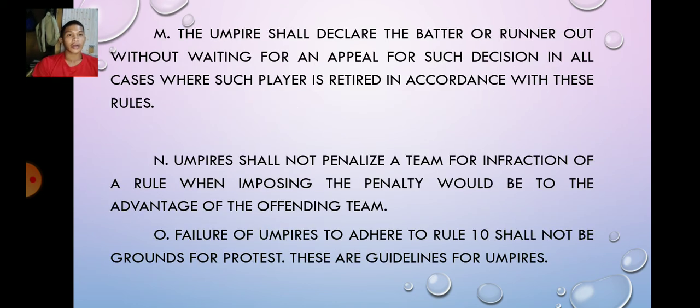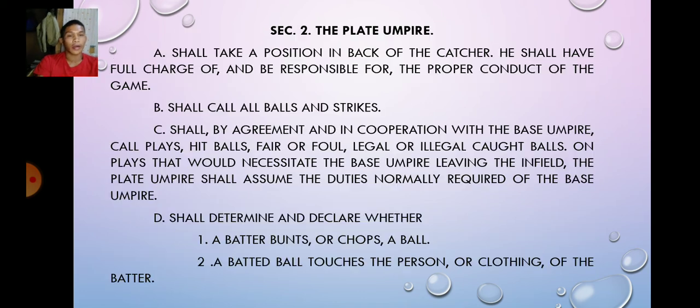The umpire shall declare the batter or runner out without waiting for an appeal in all cases where such player is retired in accordance with the rules. An umpire shall not penalize a team for an infraction of a rule when imposing the penalty would be to the advantage of the offending team. Failure of the umpires to adhere to Rule 10 shall not be grounds for protest. These are guidelines for umpires.